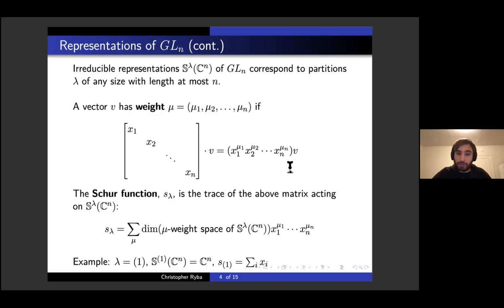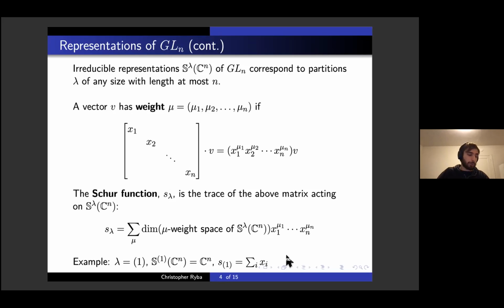And the number of times I get this monomial is equal to the number of basis vectors with that particular weight. And that is the dimension of the so-called weight space of this representation. So in the case where the partition lambda is just 1, that is to say has one part of size 1, then the irreducible representation is just the vector representation. In that case, the representing matrix is this same matrix. And correspondingly, its trace is the sum of the diagonal entries, namely the xi.